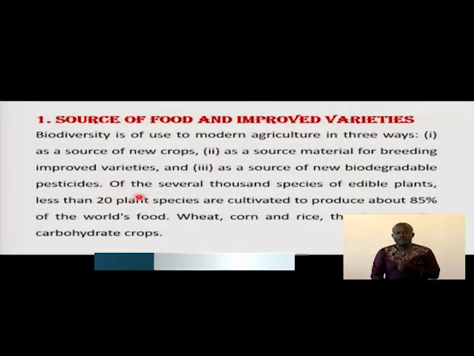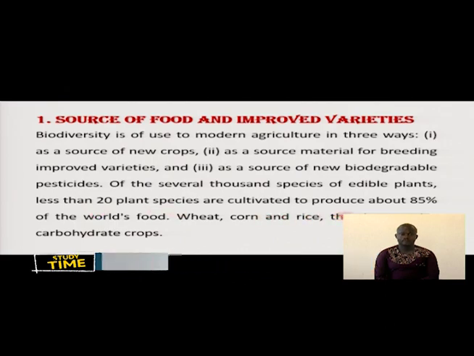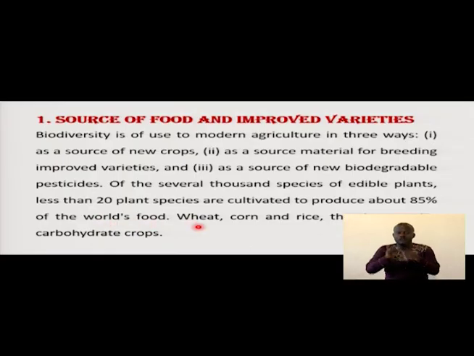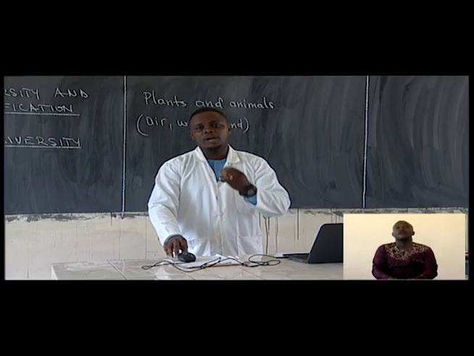So it means biodiversity, or the plants and animals we are talking about, can be used as a good source of food. Of the several different species of edible plants, less than 20 plant species are cultivated to produce about 85% of the world's food. Take an example. When you talk about wheat, corn, and rice, these are 3 major carbohydrate crops, and they provide the biggest percentage of food to different people. Remember, when we eat wheat, corn, and rice, those are good sources of energy. Energy which is needed by our body, because when we have energy, we are able to perform different functions, like moving from one place to another.